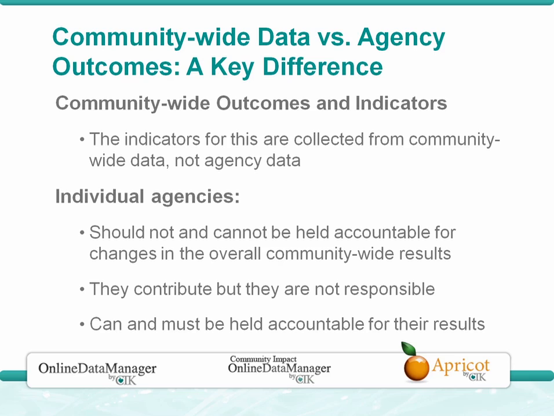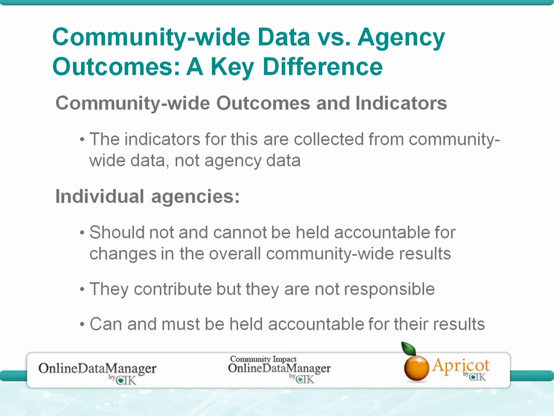And community-wide data, the data that tells us whether we are making a difference in this arena, is that data and indicators are collected from community-wide data, not agency data. One of the confusions I've seen is that many organizations try to roll up their individual program data into that community-wide indicator, and you really can't do that. What you have to do is find ways to collect that data at the community-wide level, at the national level, and drill it down to your local community. So individual agencies should not and cannot be held accountable for those changes in the overall community-wide results, which is one of the reasons you can't roll up agency data.